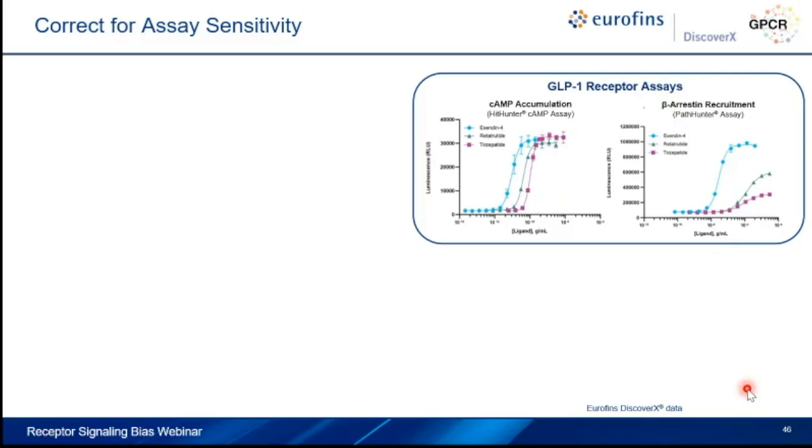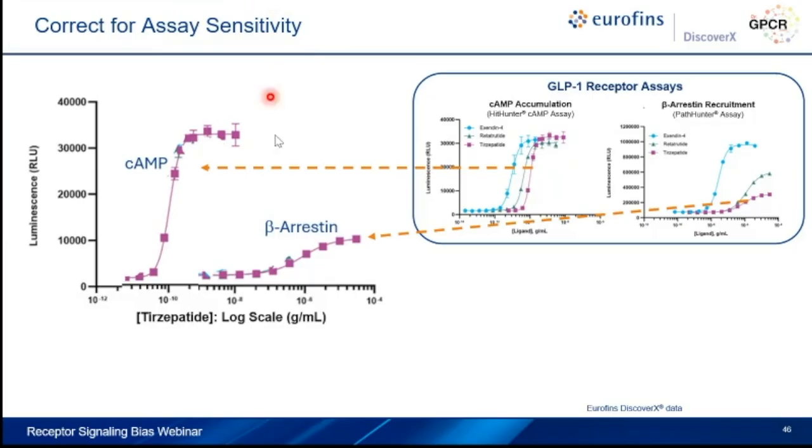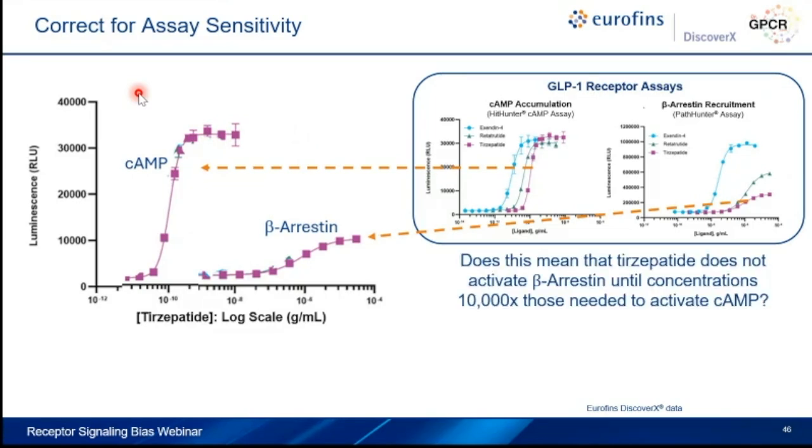You will see data presented for bias. I just showed you this one, cyclic AMP, GLP-1, beta-arrestin. Let's take a compound and put it on the same concentration axis. This is tirzepatide. So all I did was I took that curve, put it here, took that curve. Now, does this really mean that I'm not going to activate beta-arrestin until I get to concentrations 10,000 times needed for cyclic AMP? No, that does not add up with mass action.